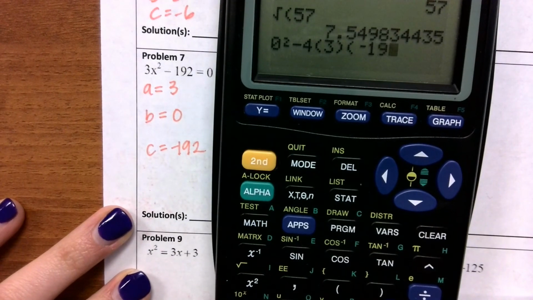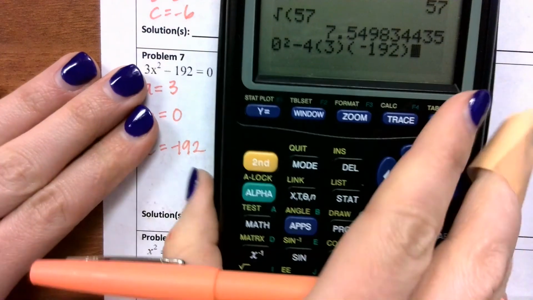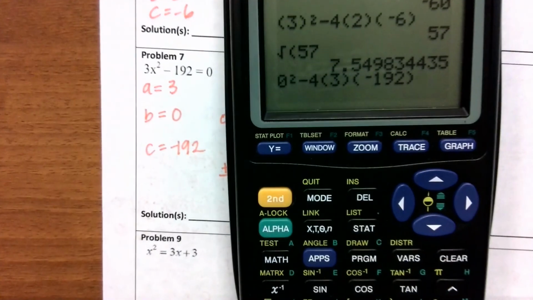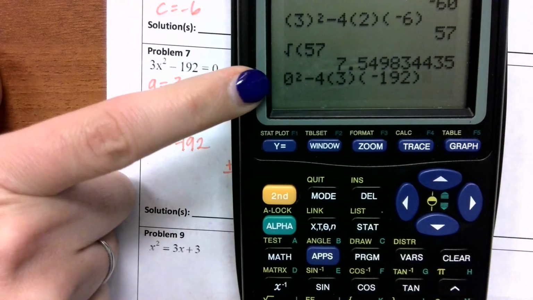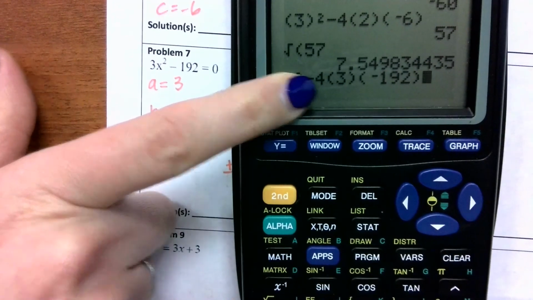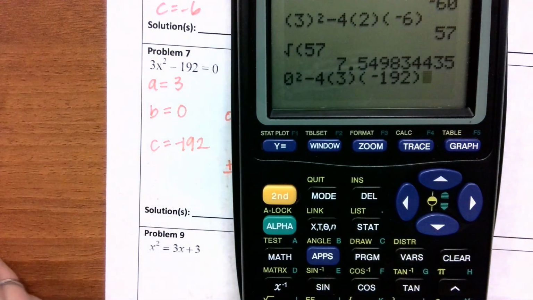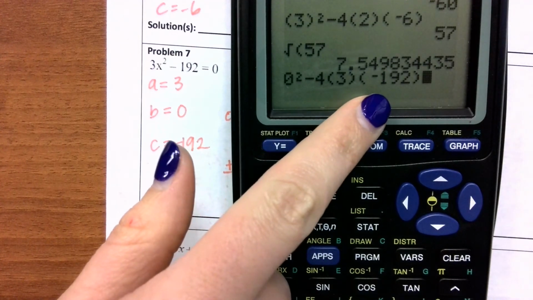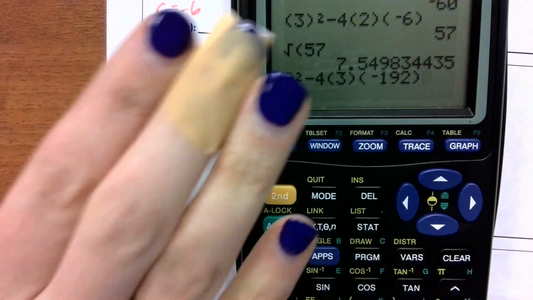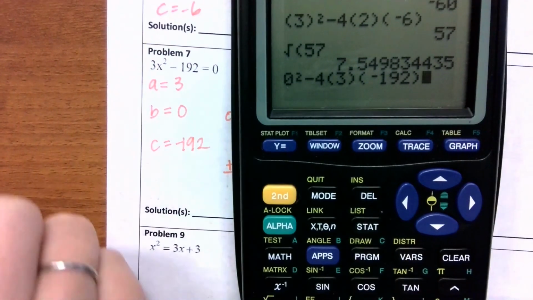I'm going to wait until you get your answer first. 0 squared minus 4 times 3 times negative 192. Alright, what is it? It's okay, sweetie, you take your time. 0 squared minus 4 times 3 times negative 192. Masuko really needs to get her nails done. 2,304.